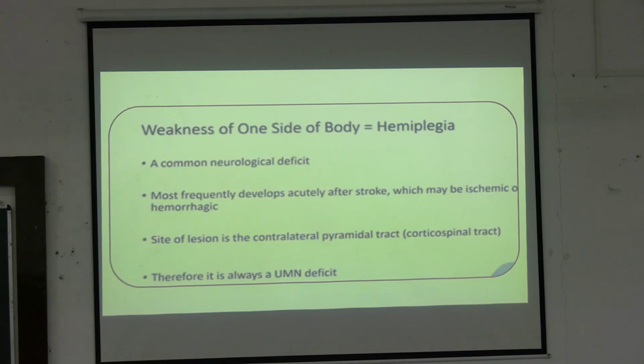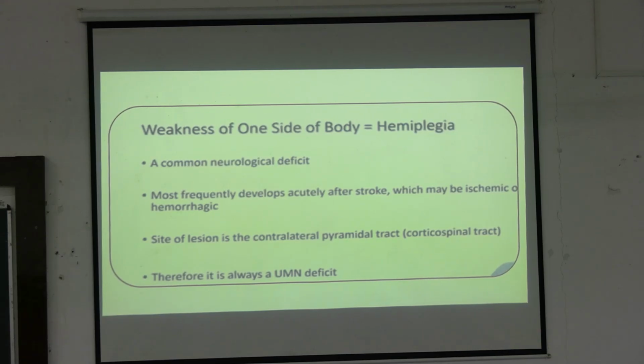So, the most common cause of hemiplegia is, there are other causes also, we will come later, but the most common cause is stroke, and stroke may be ischemic or hemorrhagic. The site of the lesion is in the contralateral pyramidal tract. You know the pyramidal tract, it starts from the cortical cells in the brain and ends in the anterior horn cell of the spinal cord. The whole tract is called the corticospinal tract. In the middle it does many functions, we will come later.